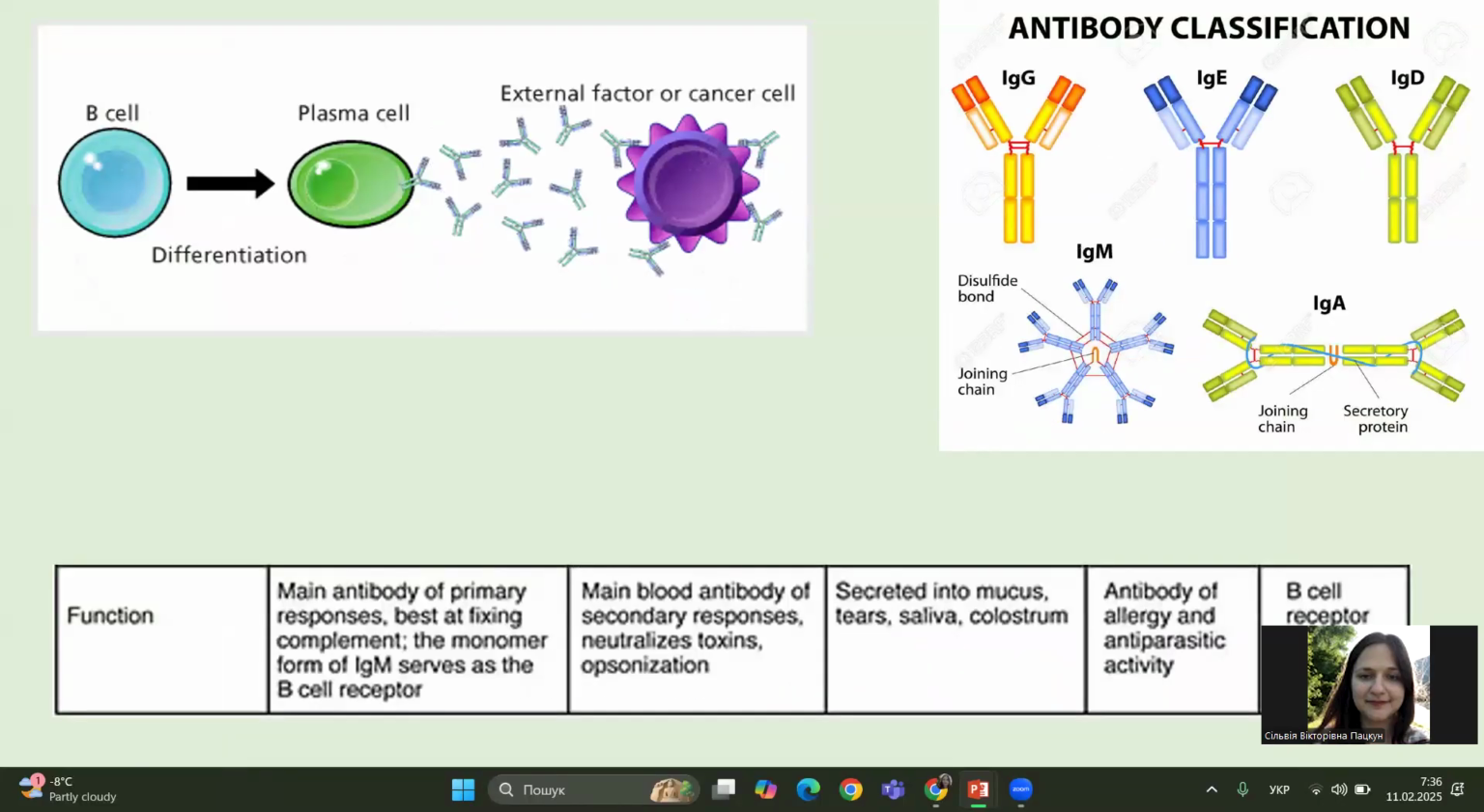So there are 5 classes of antibodies. Immunoglobulin M is the main antibody of the primary response, best at fixing complement, and its monomer form serves as the B cell receptor. Immunoglobulin G is the main blood antibody of the secondary response, neutralizes toxins and is responsible for opsonization. Immunoglobulin A is secreted into mucus, tears, saliva, colostrum. Immunoglobulin E is the antibody of allergy and antiparasitic activity, and immunoglobulin D is a B cell receptor. They are gamma globulins.